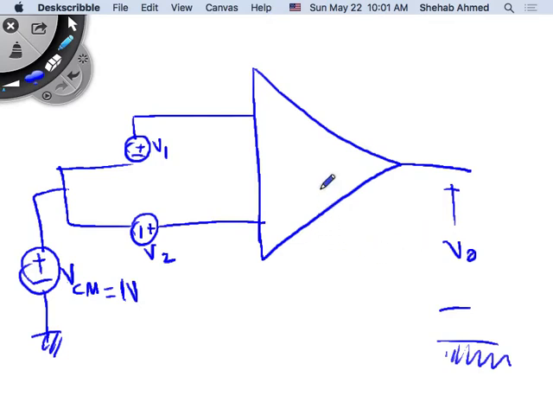Do you care whether this is positive or negative? Remember, this is V2, this is plus, this is minus. So a good point. This is V2, this is V1. Again, the output equation will not change, right? The output equation is equal to A times V2 minus V1.